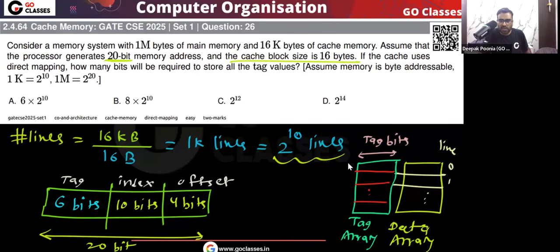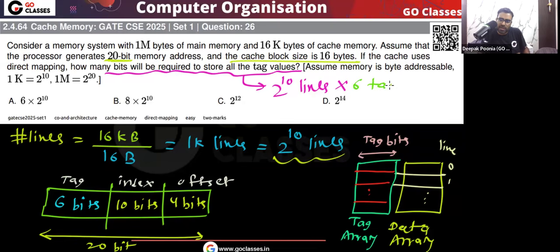So now you can easily see how many total bits are required to store all the tag values. That will be equal to the number of lines, that is 2 power 10 lines, multiplied by, corresponding to one line, how many tag bits I need to store. 6 tag bits I need to store per line. Okay, for one line, 6 tag bits. In total we have 2 power 10 lines.